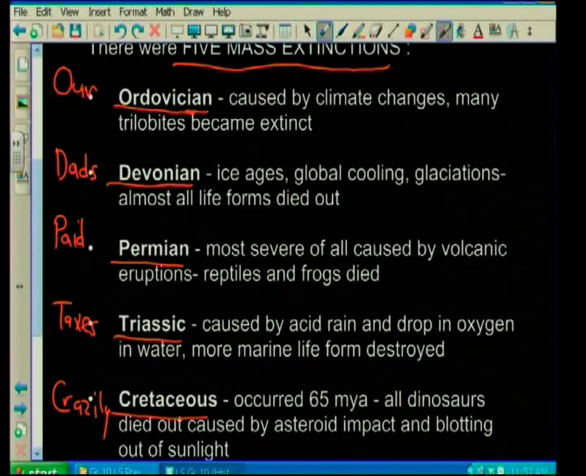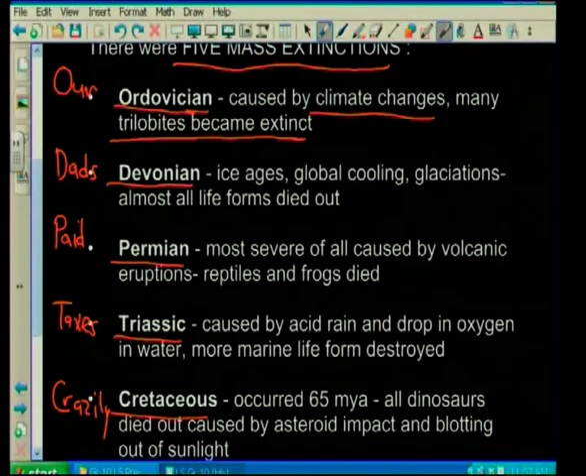The Ordovician mass extinction is caused by climate changes, and many trilobites became extinct. Remember, your trilobites belonged to the arthropods. They were small invertebrates with a hard shell-like structure. They were part of the Paleozoic era, and most of these trilobites died off because of the Ordovician extinction caused by great climatic changes. Let's look at the Devonian.